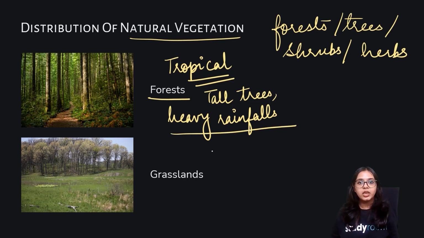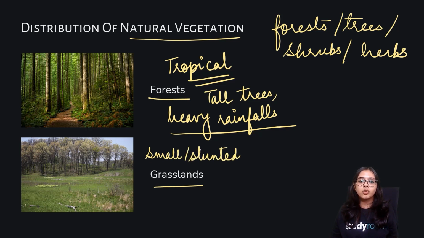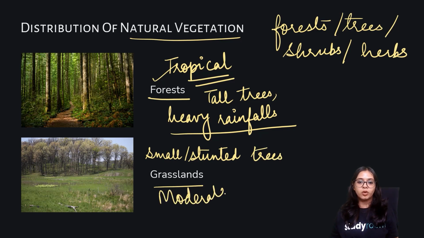Then grasslands are those areas where you have trees, where you have forests, but these are small and stunted in their height. They are not tall. Okay, that you had in the tropical areas. So they are small, stunted trees. Okay, and the rainfall there is moderate rainfall.